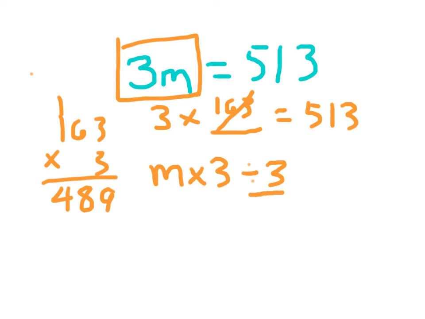Now, if we divide by 3 on the left-hand side of the equation, on the right side of the equation we also have to divide by 3. On the left-hand side, we're just left with m, and we just have to solve 513 divided by 3. And that's going to be our solution.